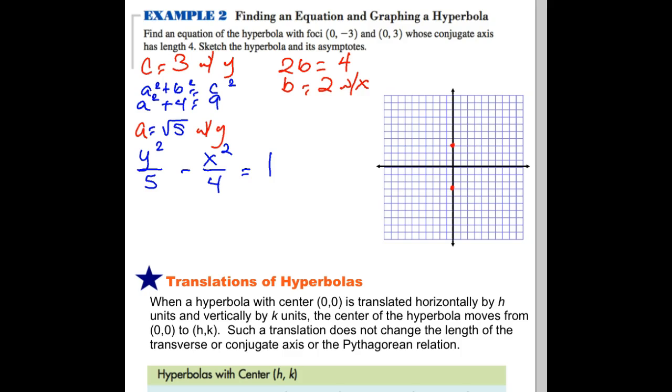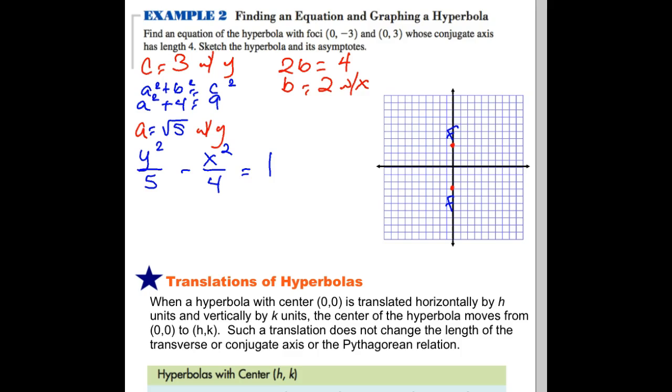Okay, so we've got our equation. Let's go ahead and sketch it. We've got our foci drawn in. All right, vertices. How big is our A value? A was √5, which is a little over 2. Yes?